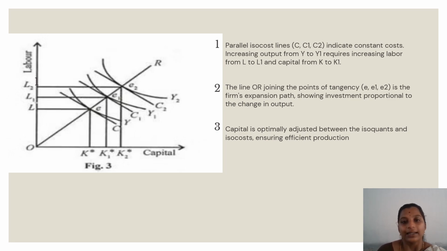Then the line OR joining the points of tangency, E1 and E2, is the firm's expansion path, which shows investment is proportional to the change in output. The third one, capital is optimally adjusted between the isocosts, ensuring efficient production throughout the time period.